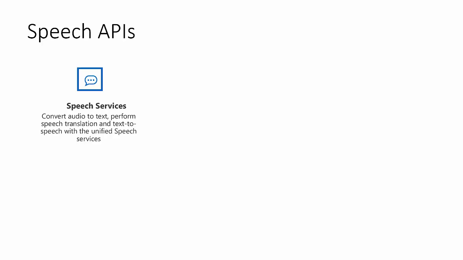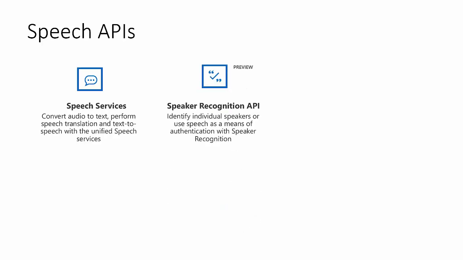Some real world use cases where this is handy: there are a lot of organizations, especially with contact centers, that have legal obligations where any conversation a contact center agent has with a customer needs to be transcribed and loaded. I have worked with organizations where they have to take this and attach it to the customer relationship management system. I think you can automate those types of requests through the speech services. Then you also have the speaker recognition API, which will identify individual speakers or use speech as a means of authentication. We'll quickly look at some examples of this one.